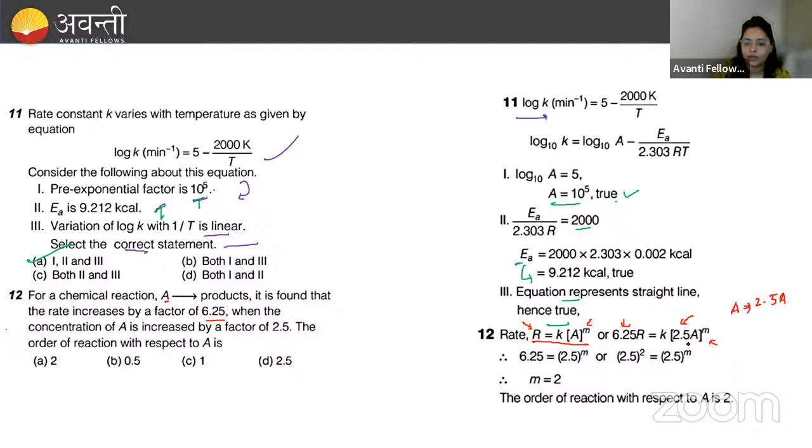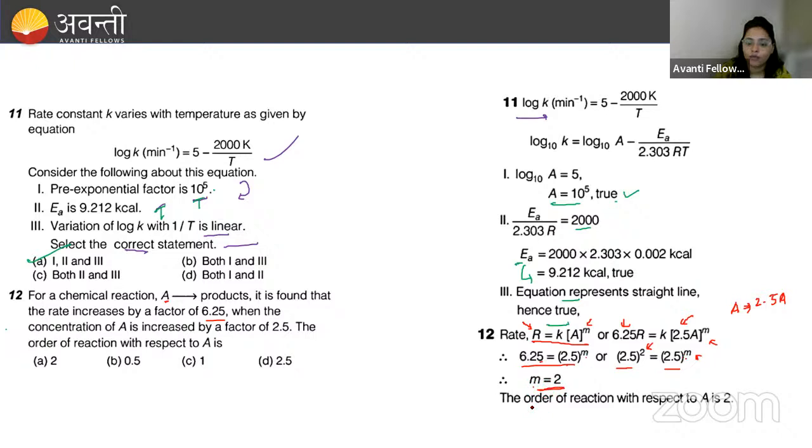6.25 R is equal to K (2.5 A) raised to M. So what I have done is R और हमारा जो K और A था वो सारे कांस्टेंट जो थे उनको मैंने निकाल के इस तरह से इक्वेशन लिख लिया. 6.25 is equal to 2.5 raised to M. On the other hand, what we can write is 6.25 is how much of 2.5 raised to M? So 2.5 raised to 2 is there and 2.5 raised to M. So when we solve this, you can find that M is equal to 2.